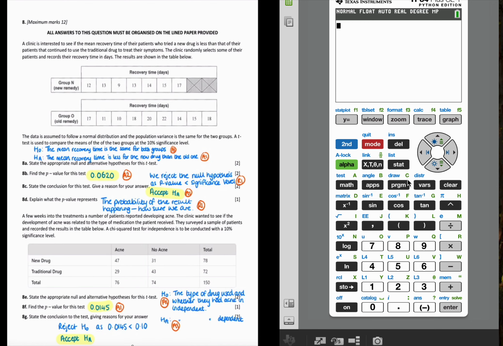This is quite a long question, and it's using various different stats tests. So it introduces this idea that the clinic is testing to see if a new drug gives less recovery time than the older traditional drug. So they've selected some patients, and we have their recovery times in this table. So we have the new remedy and then the old remedy.